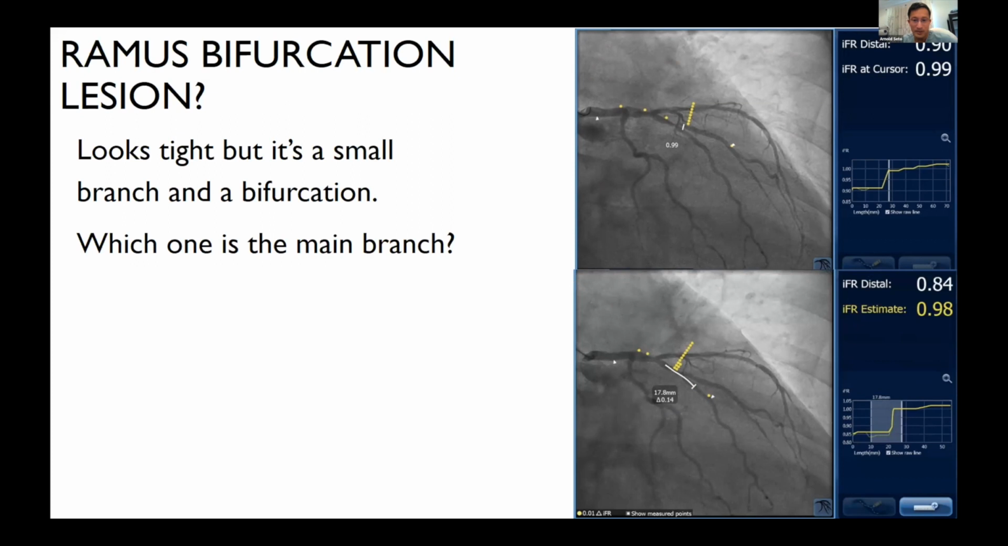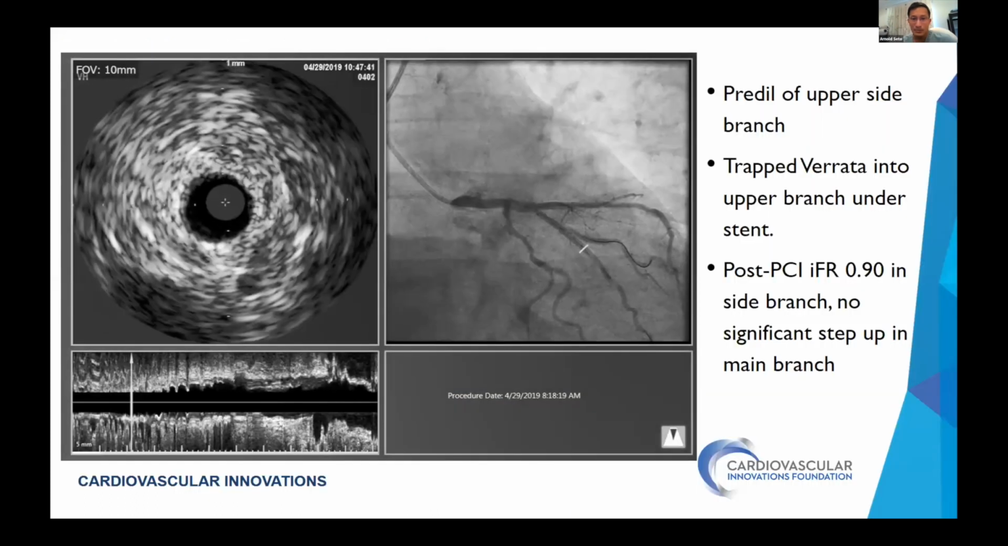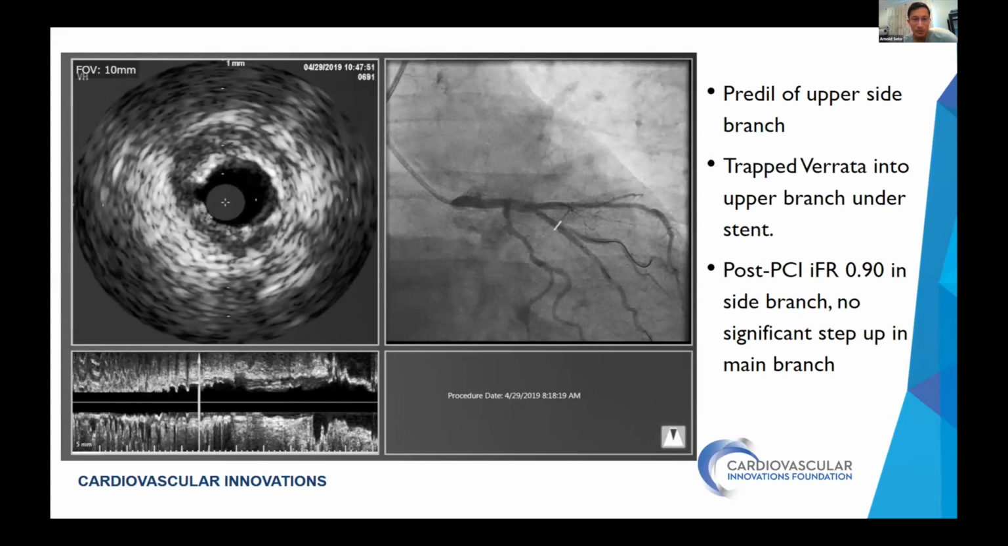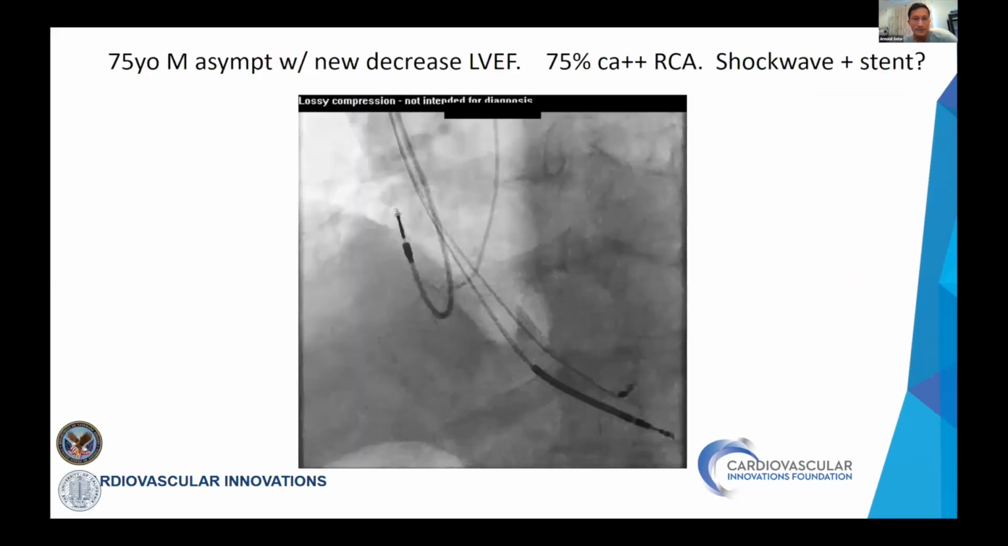You can ignore where the dots are. The dots are actually distal to that bifurcation. Obviously, it would have been affecting the upper branch had it truly been that far back. So this gives you some information. This co-registration really tells you that you should be stenting into the lower branch, and that's what we did. We stented in the lower branch. We actually trapped the Virata wire into the upper branch, and we could get a post-PCI IFR of 0.90 still in the side branch, so no effect from the stenting, which is very nice.